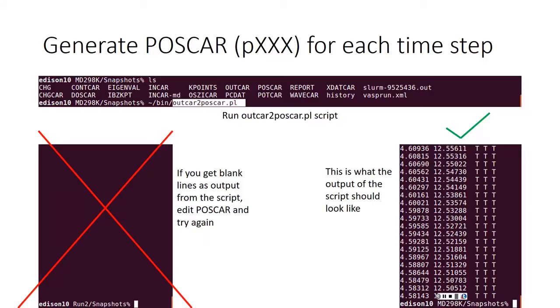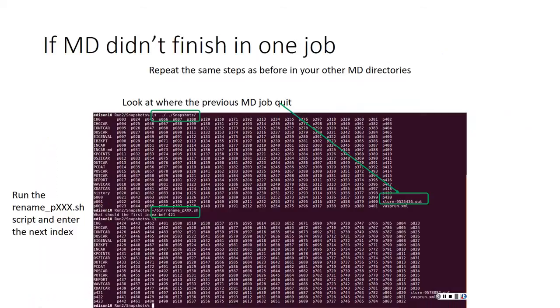So when you try to run this script, if you just get a bunch of blank lines as output, it probably means that you didn't edit your POSCAR, so just go back, do that, and try to rerun the script. If you get all of this going on as output, then that probably means it worked. It's still a good idea to look at one and make sure that you have all the information that you need.